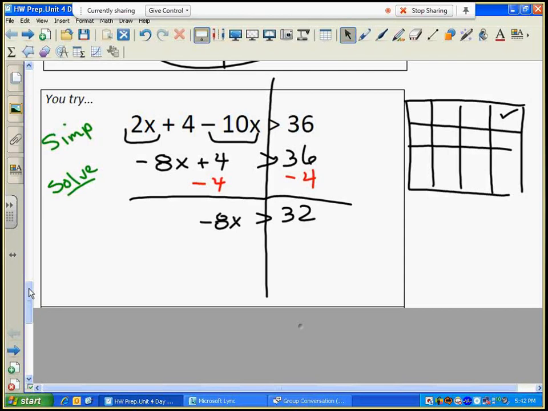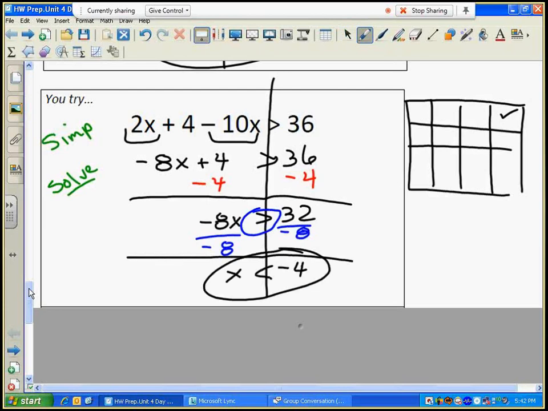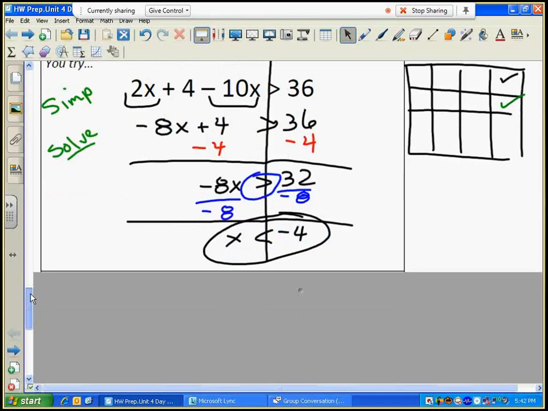Now notice, I'm dividing by a negative 8. Alarms are going off. Red flags are going off. I'm saying, okay, I'm going to have to flip that inequality. And when I do, I'm going to get x is less than negative 4. Okay? Last little bit there. Try this guy.